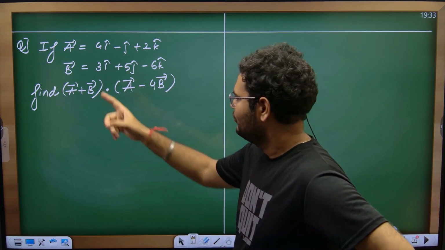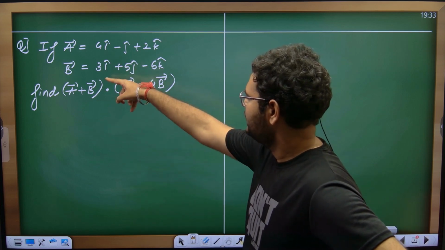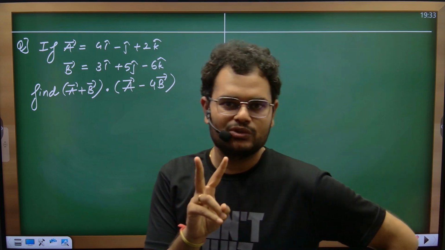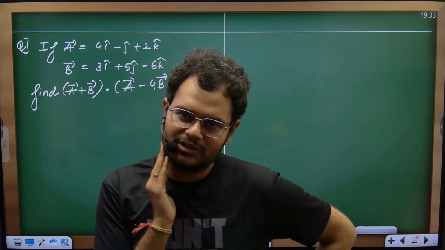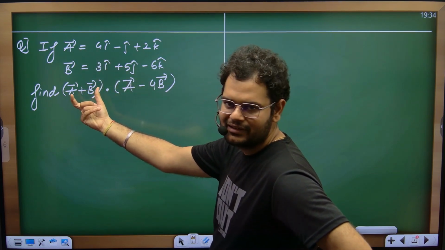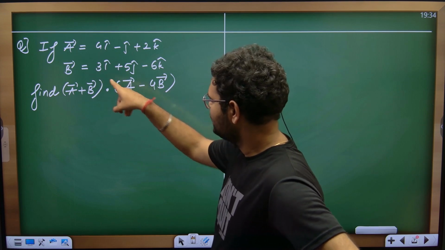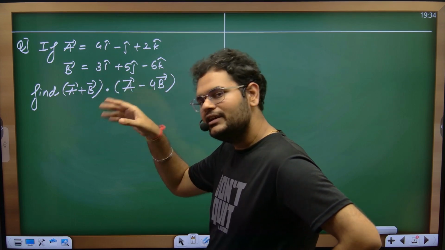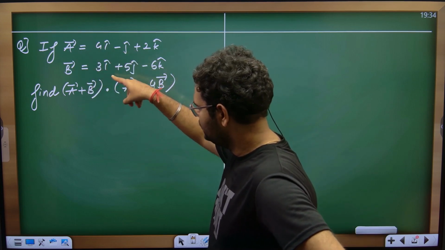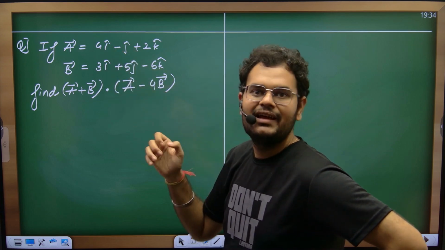Okay. What about this, sir? One thing: A vector dot B vector. They are not asking that; they are asking something different. There are two methods to solve this question, a long method and a short method. What is the long method? First, you find A vector plus B vector, write it here, then multiply by minus 4 and get A minus 4B, and then do the dot product. That is, first add these two vectors, get the expression in terms of these two vectors, and then do the dot product.